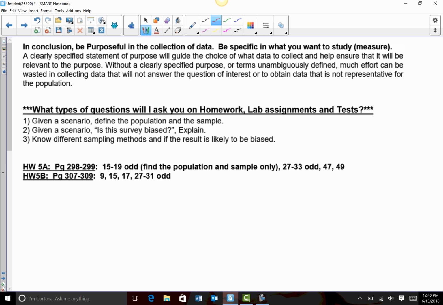Types of things that I'm going to hold you accountable for from this section. If I gave you a scenario, be able to define the population of the sample, like I showed you in example 1. And then if I gave you a scenario, be able to tell me whether it was biased or not. And then lastly, you'll need to know those sampling methods. Not that you're going to have to give me a definition on them, but you'll need to be able to read a scenario and determine which sampling method was used.